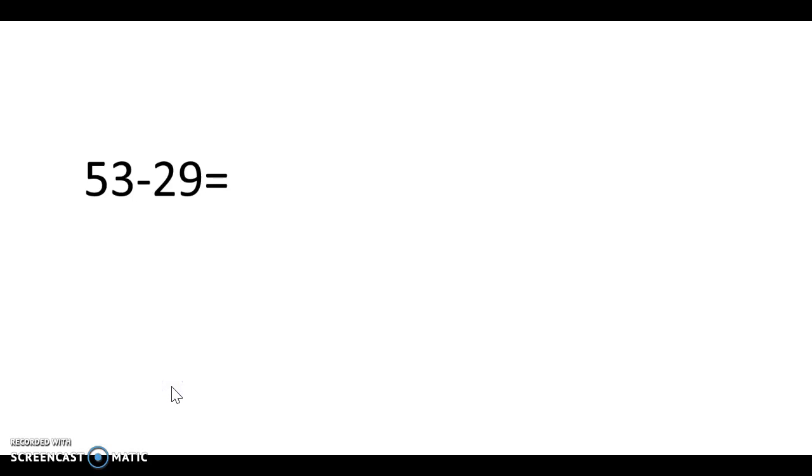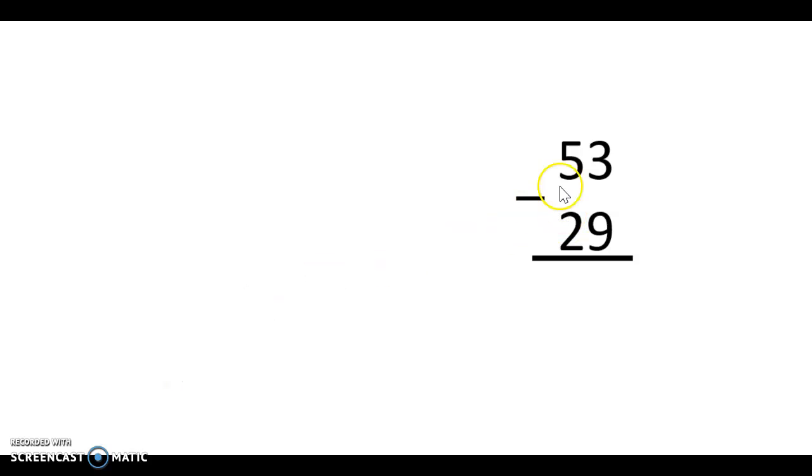All right, now we have 53 minus 29. I set my problem up horizontally. 53 is the higher value number, so it will be at the top. 29 has a lower value, or a lesser value, so it is on the floor.